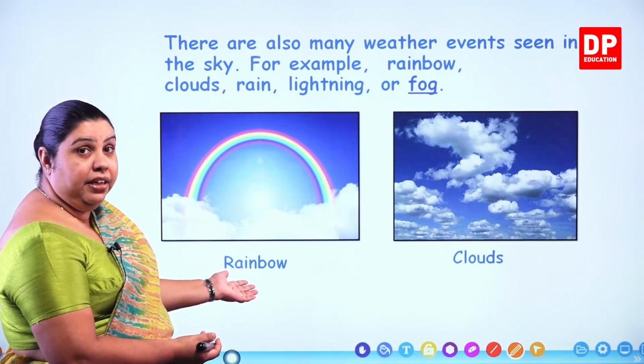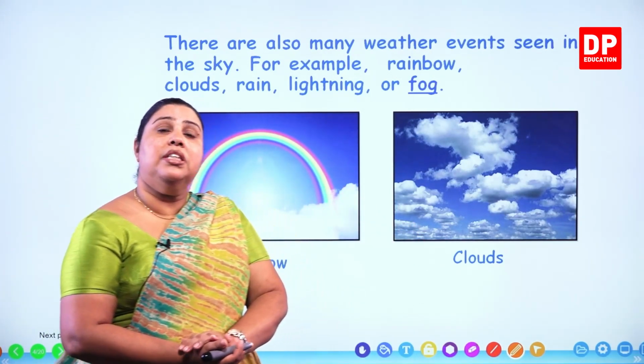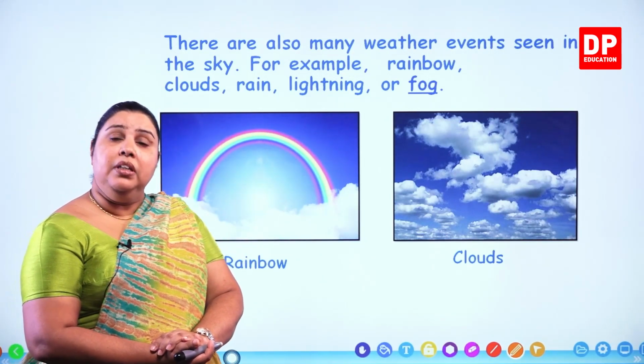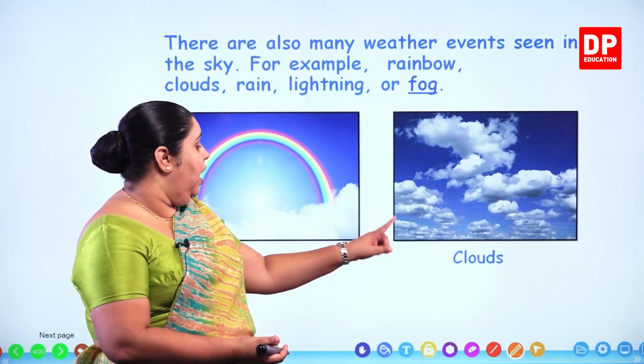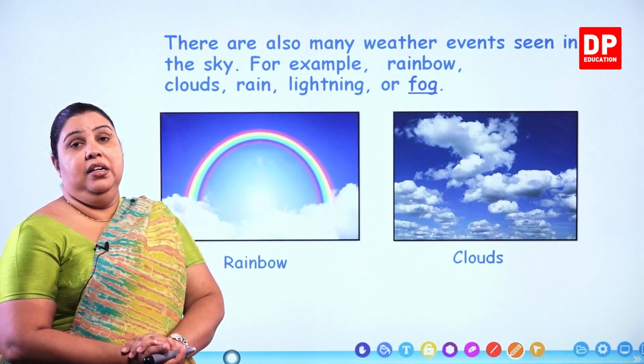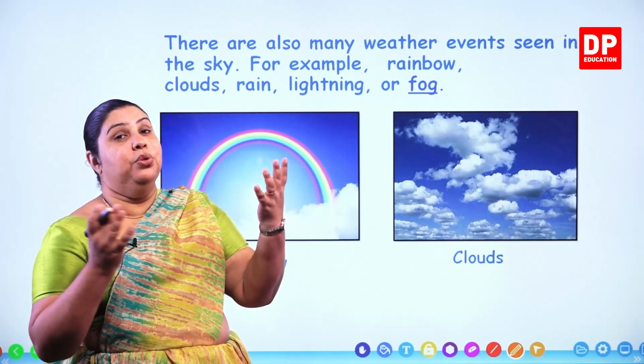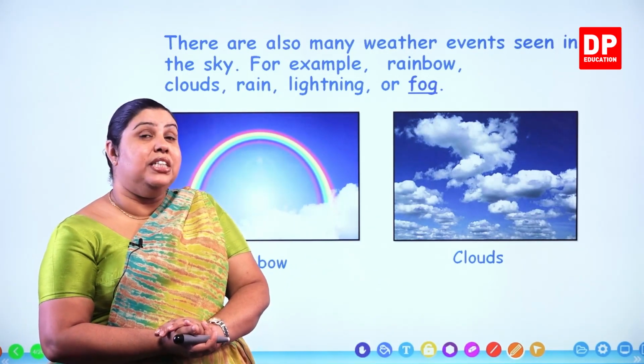Rainbow. We can see the rainbow in the sky. Clouds. Clouds. We can see clouds in the sky. We can see rain clouds. We can see beautiful white color clouds like sheep.